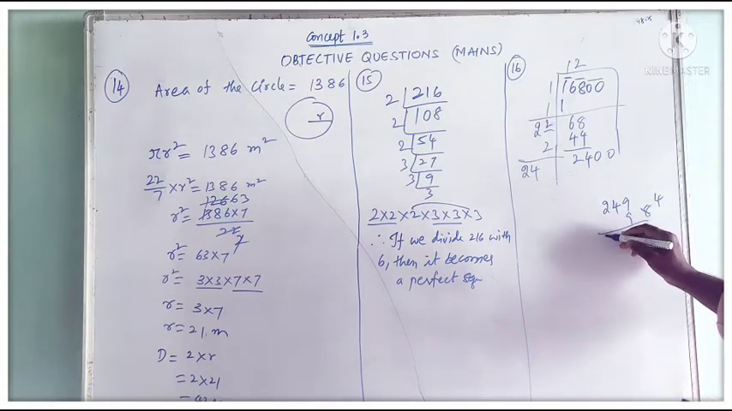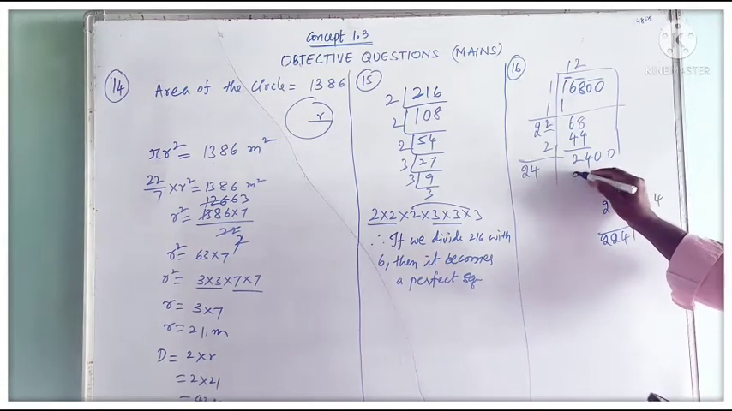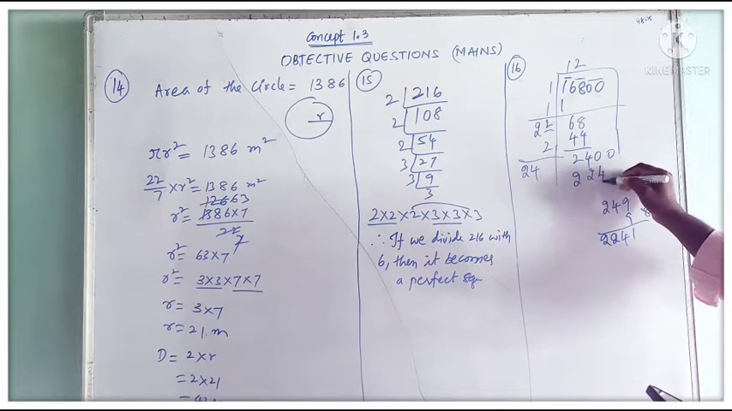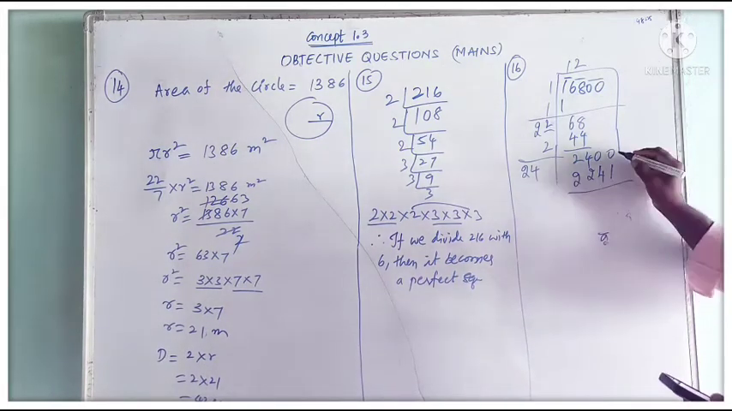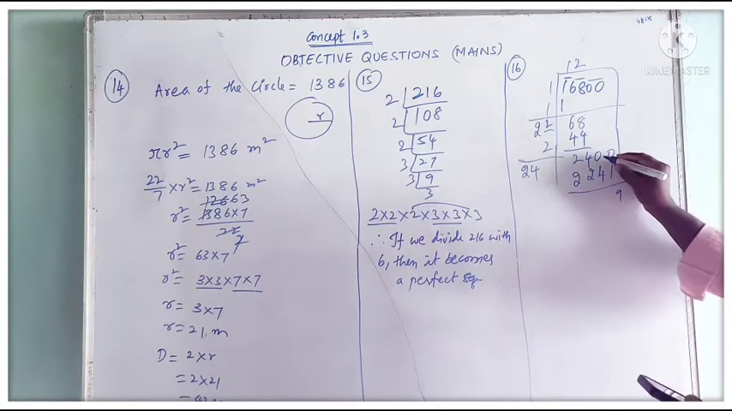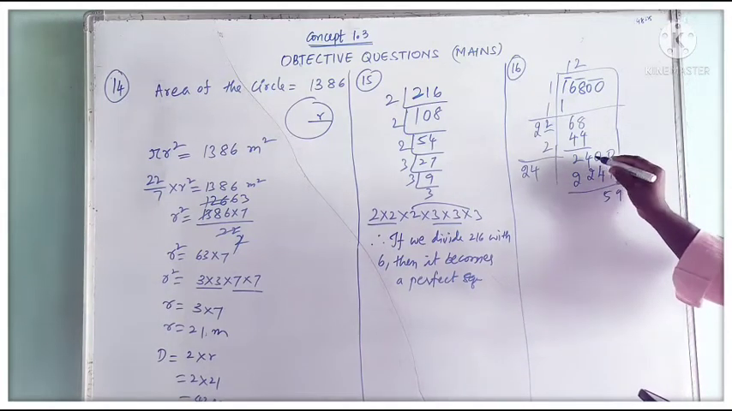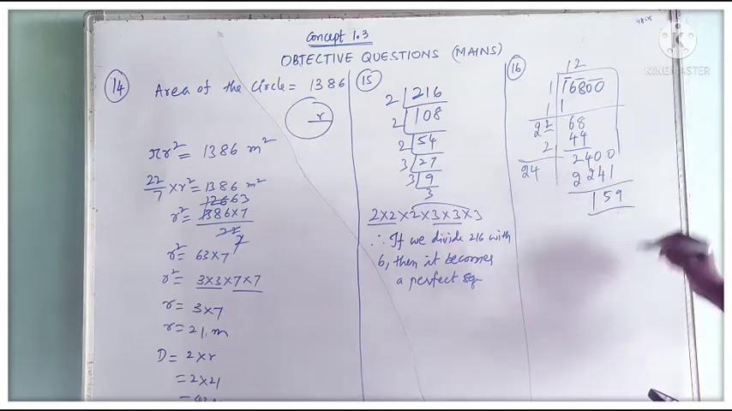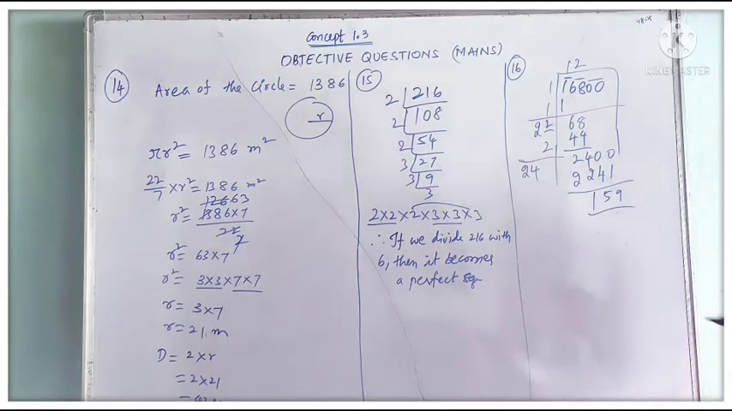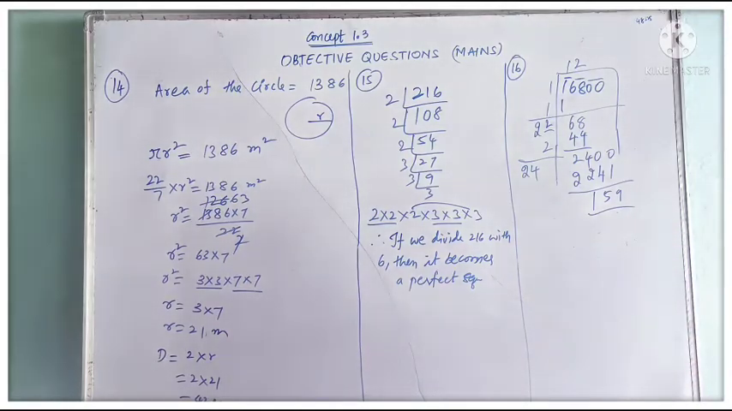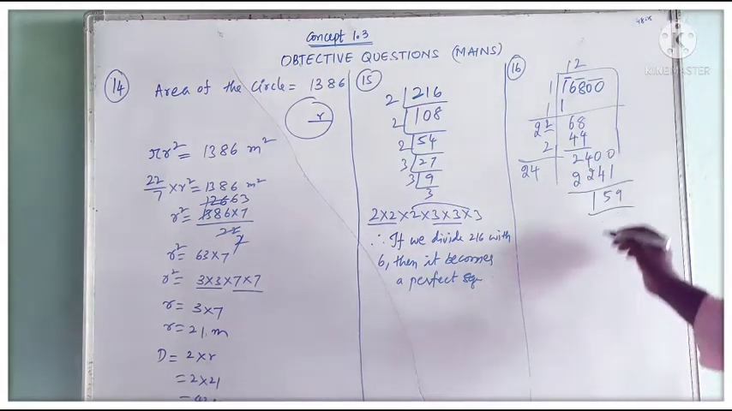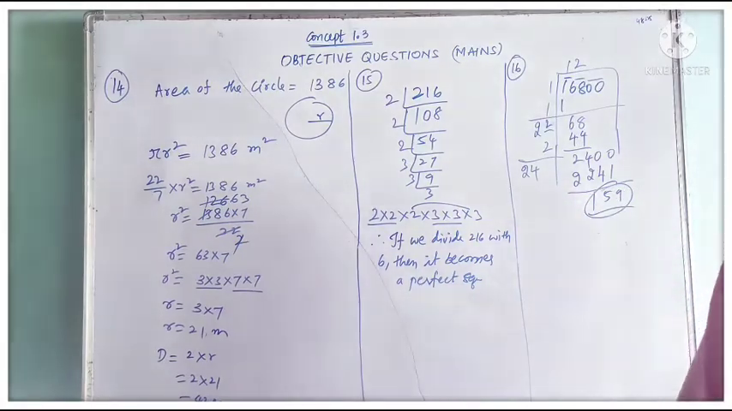18 plus 4 is 22. So 2241. If you subtract now, here 10 minus 1 is 9, 9 minus 4 is 5, and here 3 minus 2 is 1. So 159. What is the required number? If you subtract 159 from the given number, it becomes a perfect square. So what is the correct option? 159. The second option is the correct option for that.